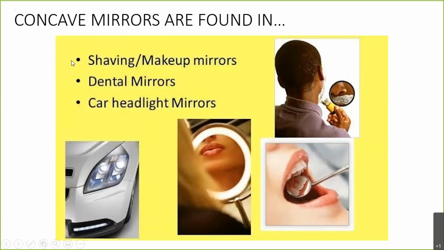All right, so concave mirrors are found in your compact mirror, your makeup mirror. When you go to the dentist and they put that little mirror on a stick in your mouth to see the underside of your teeth, that's a concave mirror. Your headlights, the headlights in the cars, those are always also concave.